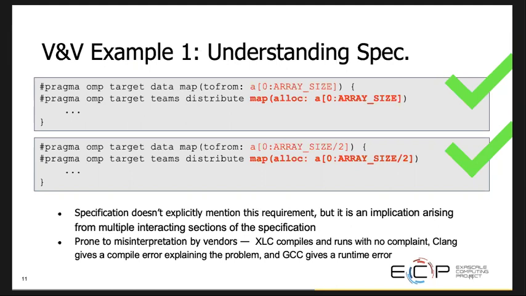So the IBM XL compiler on Summit runs this code with no complaint, but Clang gives a compile time error, while GCC gave us a runtime error. So it's a mixed bag out there. And to make things clear, we interact with the vendors to get uniform behavior of OpenMP.